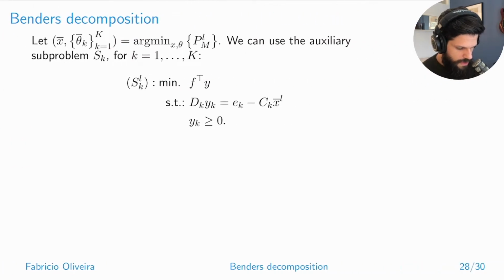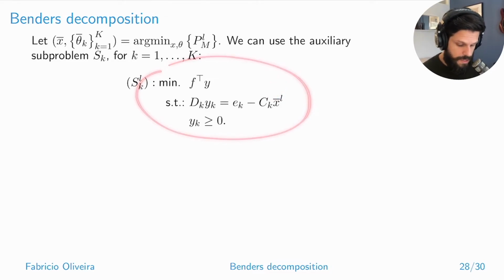So let this be the solution for the primal master, the main problem at iteration L. Once you found this solution, we go and look at our subproblem S with that X we just found and solve it. That gives us Z of X bar of L.